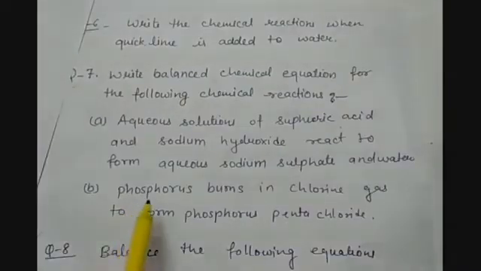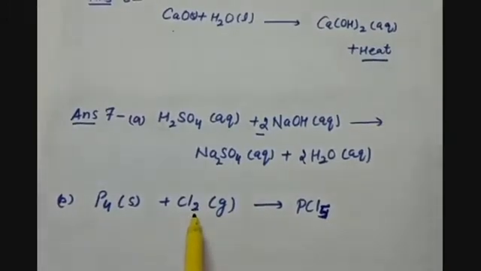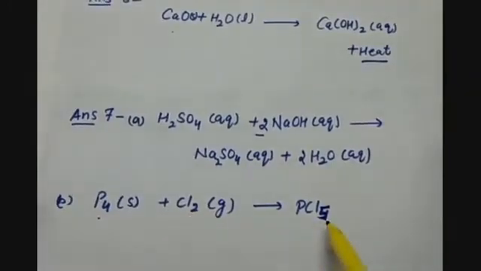Second is, phosphorus burns in chlorine gas to form phosphorus pentachloride. So phosphorus pentachloride, PCl5, is formed. So we have phosphorus and chlorine gas and they react to form PCl5. But the reaction is not balanced, as here we have 4 phosphorus, here just 1, here chlorine are 2, and here we have the 5 chlorines.